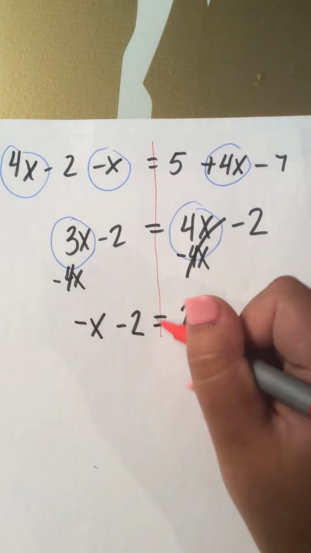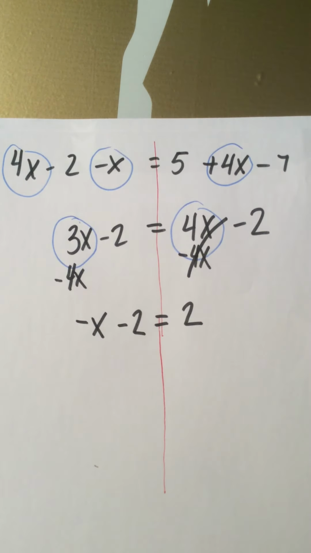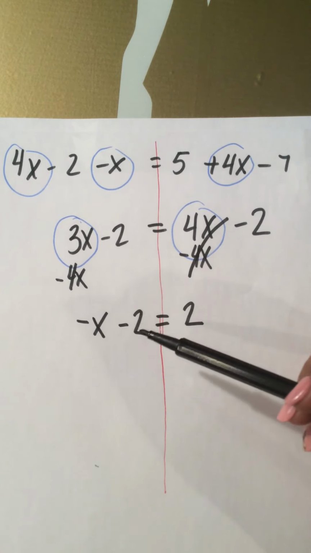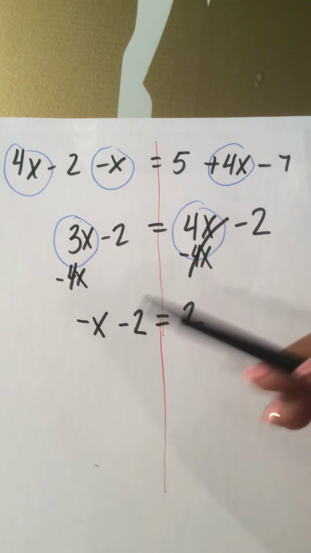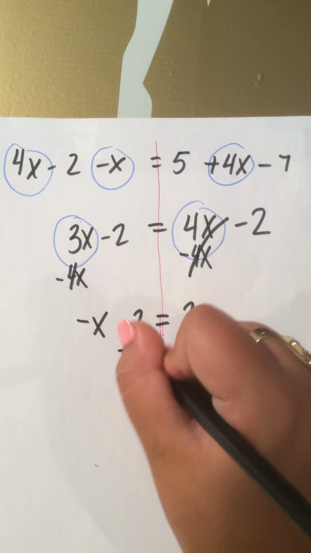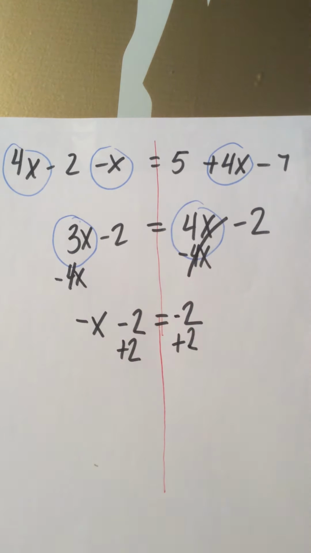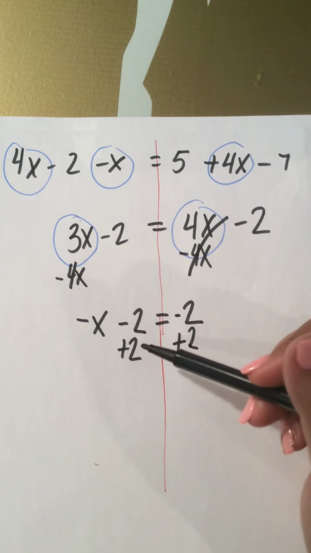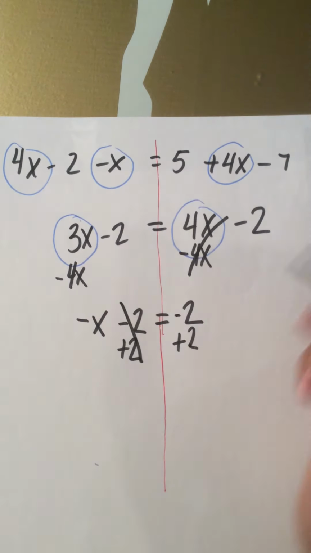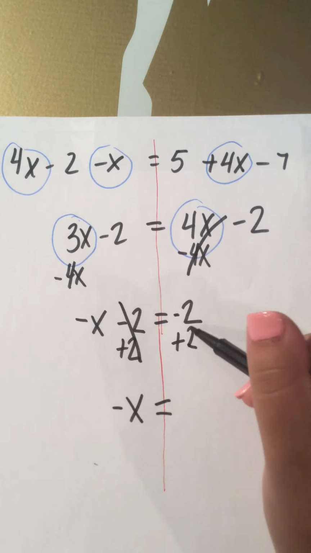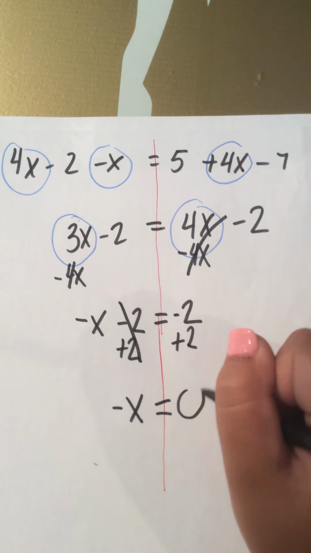Let me just draw this a little bit longer. Now I have negative x minus 2 equals 2. X is not by itself. This minus 2 needs to go bye-bye. So I'm going to add 2 to both sides. Oops, I forgot the sign there. Okay? Negative 2 plus 2. Gone. Cancels out, goes bye-bye. So I'm left with negative x. Negative 2 plus 2 is 0.